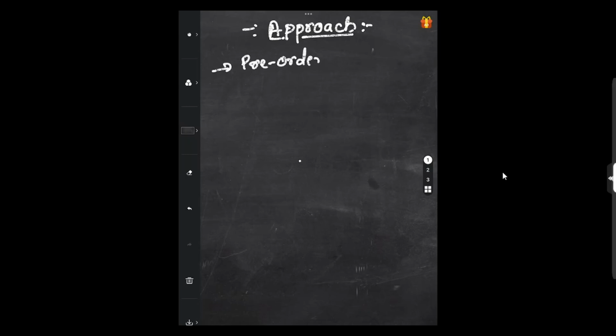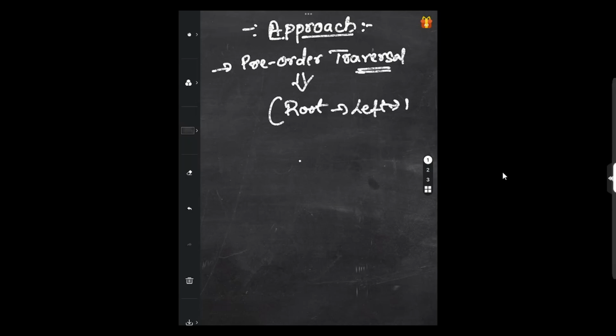The approach that we'll be making use of here is pre-order traversal. I hope this is clear. The pre-order traversal follows the order root, followed by left, followed by right. First we'll be considering root, then followed by left and right.